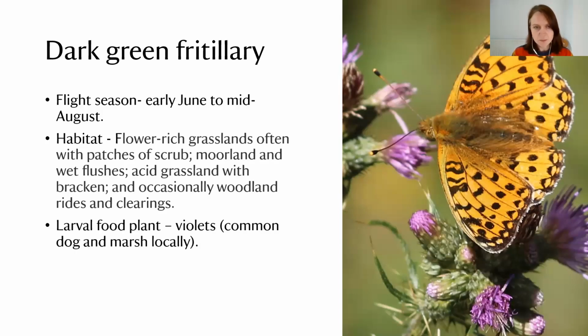Now, again, I'm sure you probably all know this, but many butterflies have quite specific needs in terms of their larval food plant. So the food that the adult butterflies will lay the eggs on, and the plant that the adult butterflies lay the eggs on, which will provide the food for the caterpillars. Now, for dark green fritillary, that's violets, common dog violet and marsh violet locally.